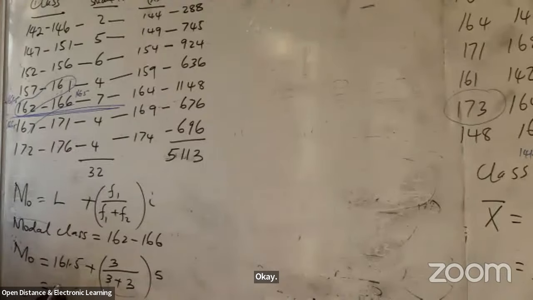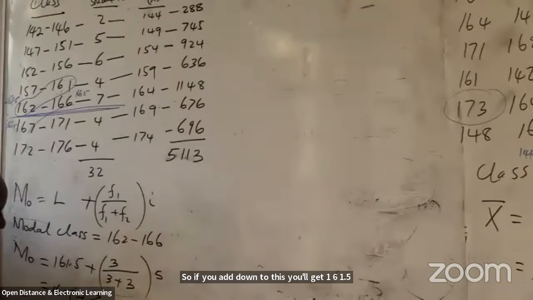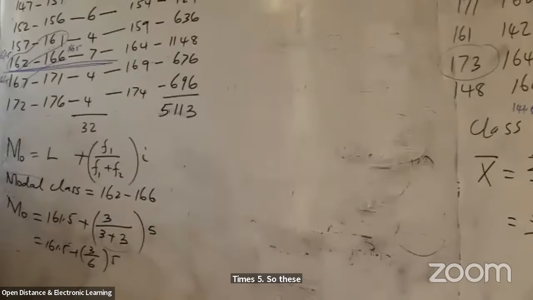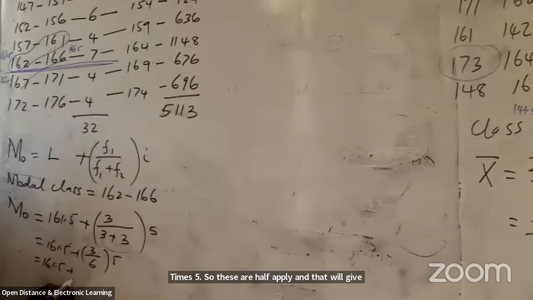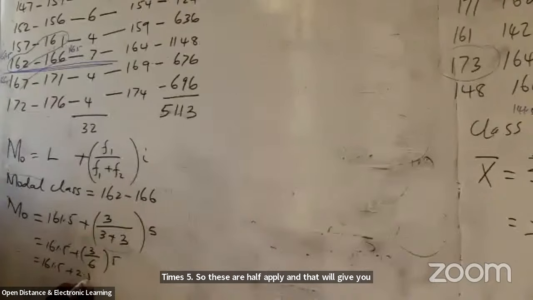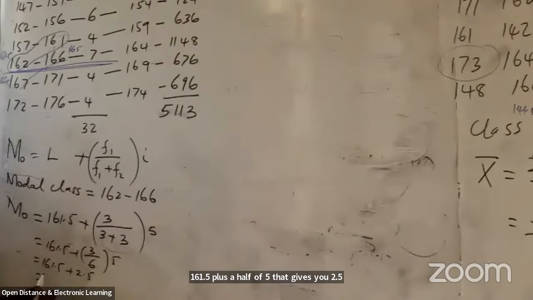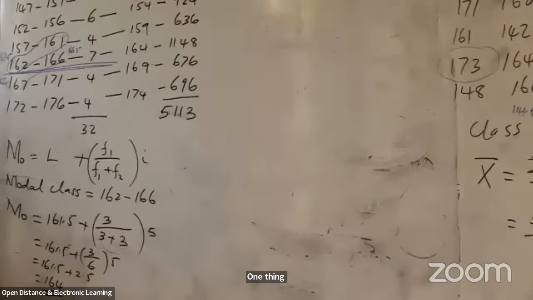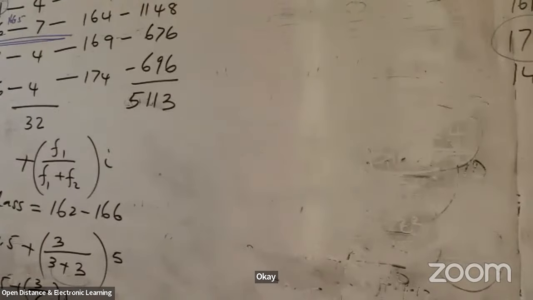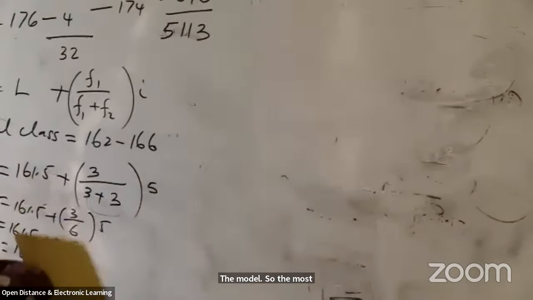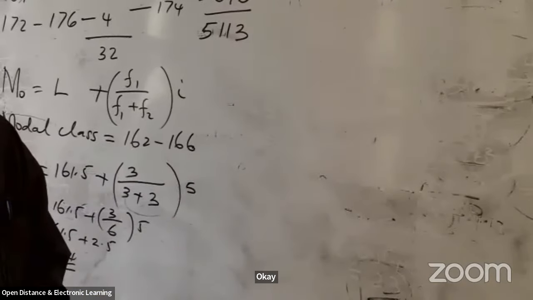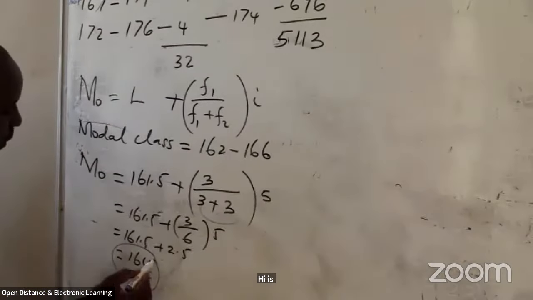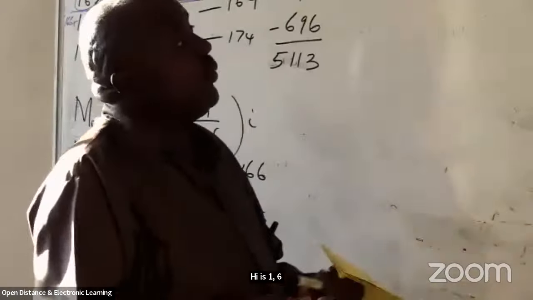So if you work this out, you'll get 161.5 plus 3 over 6 times 5. So these are half of 5. And that will give you 161.5 plus half of 5, which is 2.5. And this, therefore, will give you 164 as the mode. So the most occurring height is 164.